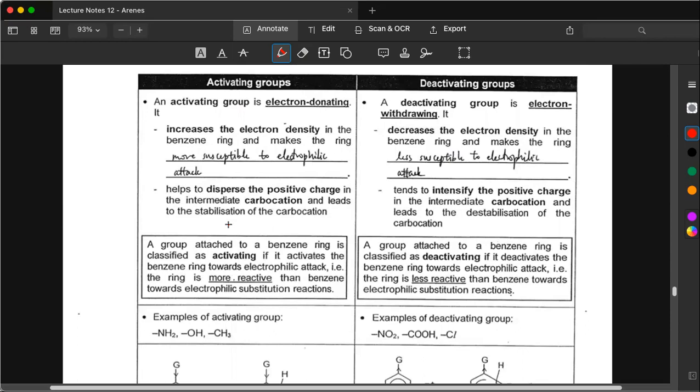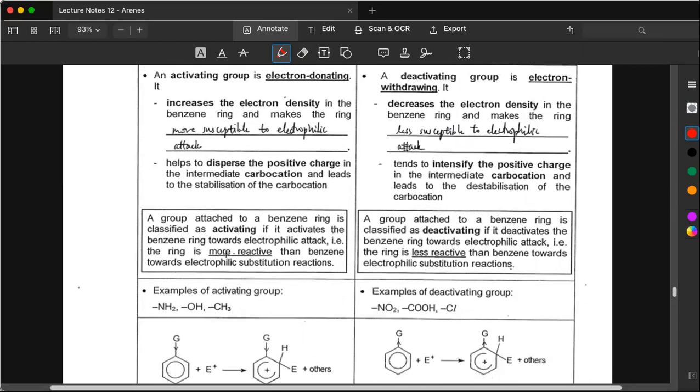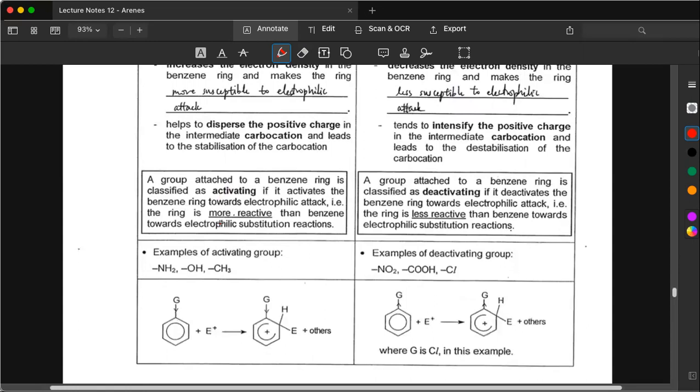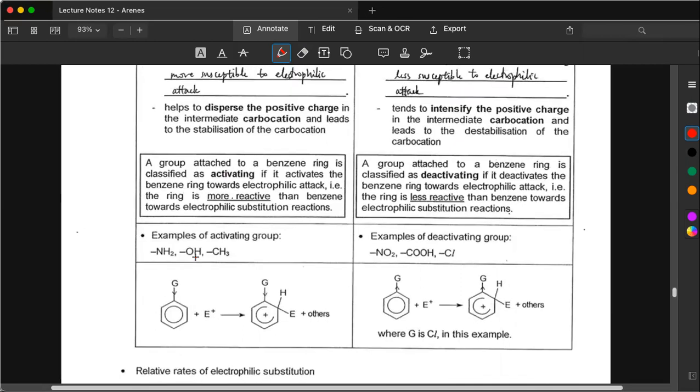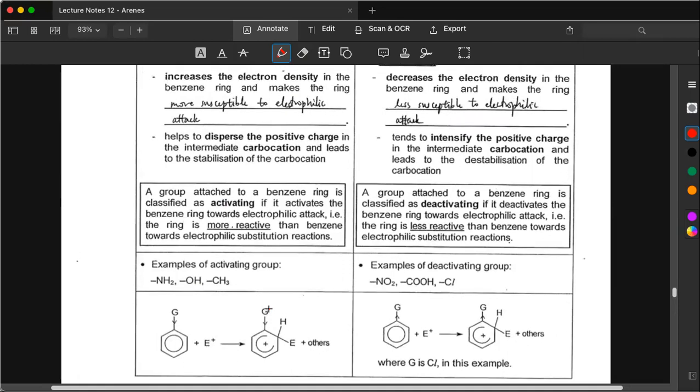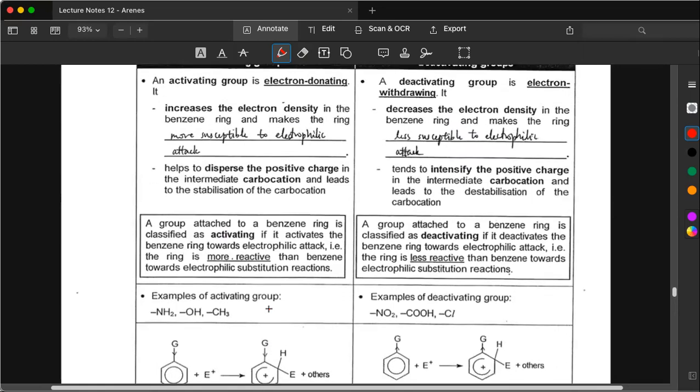So when you want to make the carbocation ion stable, you say disperse the positive charge with the help of the electron donating group that's attached to the ring. So the group attached to the benzene ring is activating as it activates the ring towards electrophilic attack. So these are the examples, CH3, NH2, and OH. So they are donating their electrons, all right, to the ring and stabilize the carbocation ion by dispersing the positive charge.